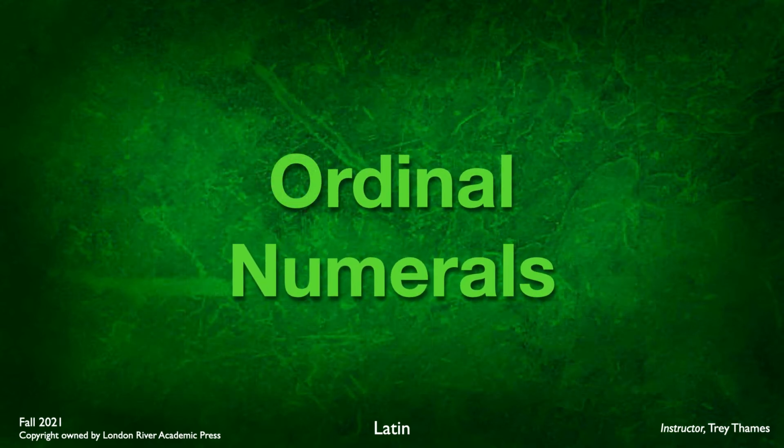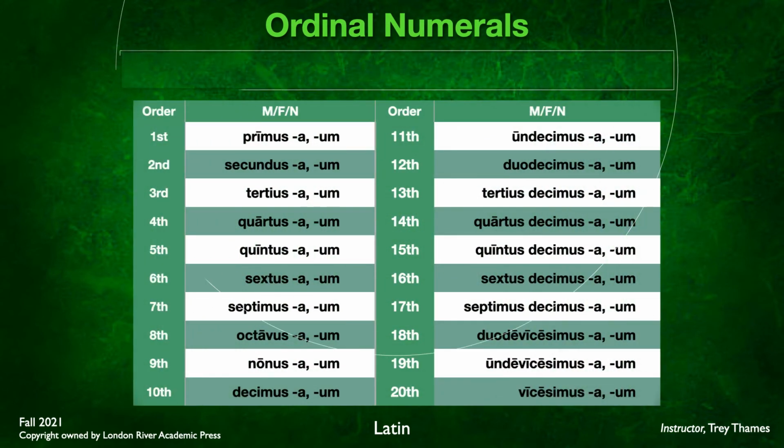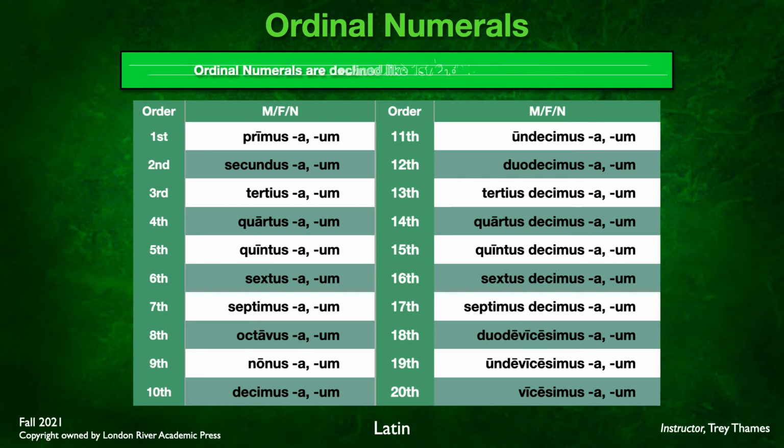Now, let's talk about ordinal numbers. Ordinal numbers, as we said before, are declinable just like first and second declension adjectives. They're pretty easy to see. First place would be primus, -a, -um, second would be secundus, -a, -um, third tertius, -a, -um, quartus, -a, -um, etc. You can see all these forms all the way through 20th place. So these are our ordinal numbers.